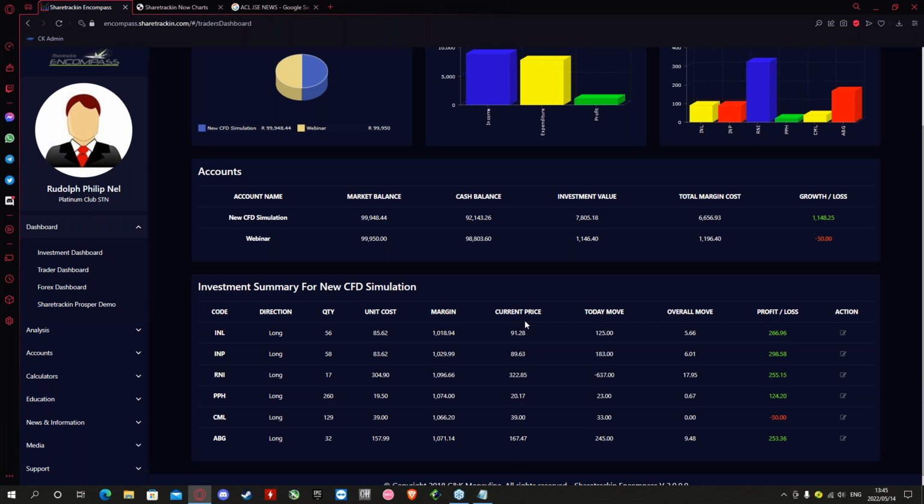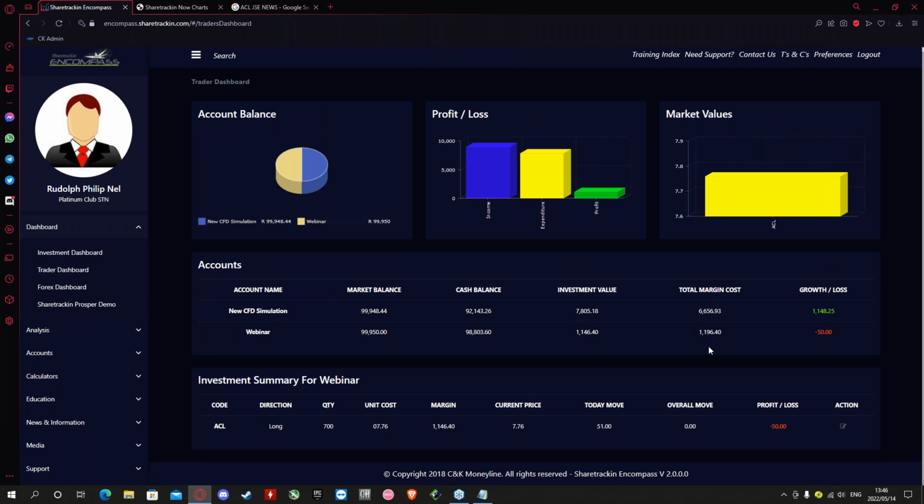So once your current price is higher than your unit cost, then you would know, okay, I'm starting to make profit. But also keep in consideration, if we take, for instance, these shares that I have here, I still need to pay the selling fee. So in actual fact, if we look at INL, I haven't made 266 rand. I've made 216 rand on that share because I need to deduct the 50 rand. Same with INP. That one would not be 298, it would be 248 because I need to deduct the 50 rand once I sell out the share.